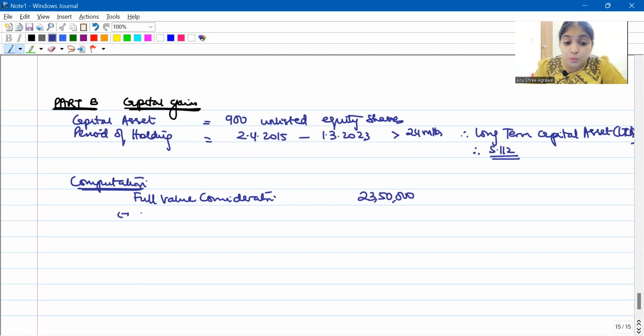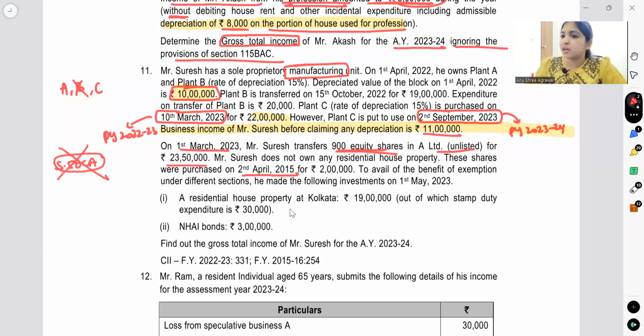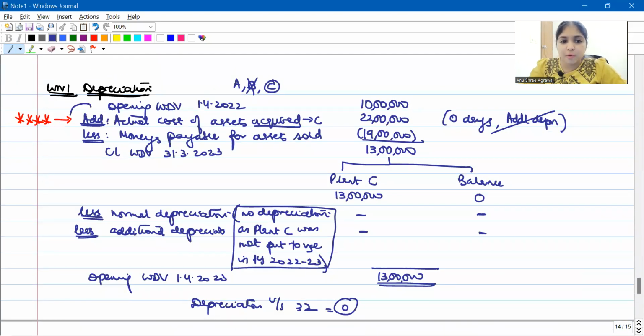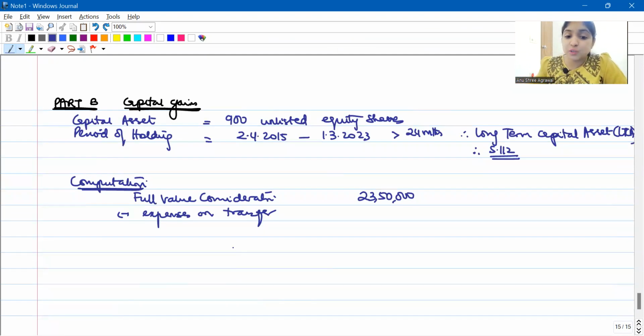Okay. From this, what do we subtract? Expenses on transfer. To transfer these shares, any expenses that we read over here? No. But if you recall, when we were reading this part, we said plant B is transferred for 19 lakhs. Expenditure on transfer of plant B is 20,000. So did we forget something? Not really. In our block calculation over here, we do not bother about expenses on transfer. Where do we consider expenses on transfer? We consider the expenses on transfer only in capital gains.